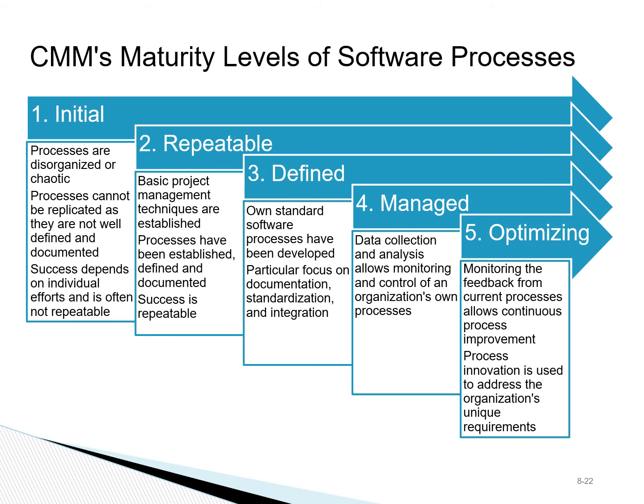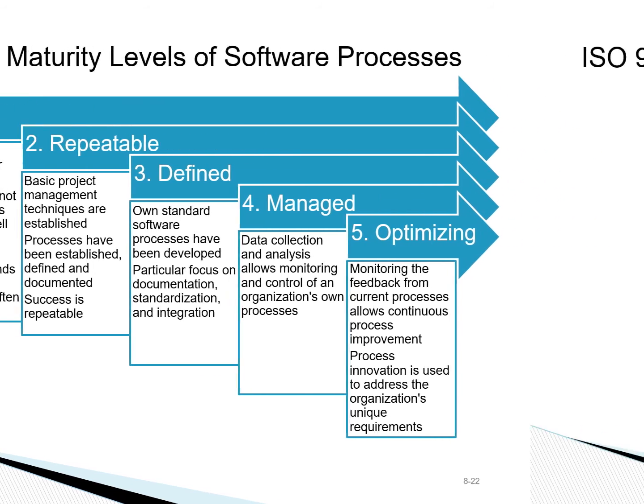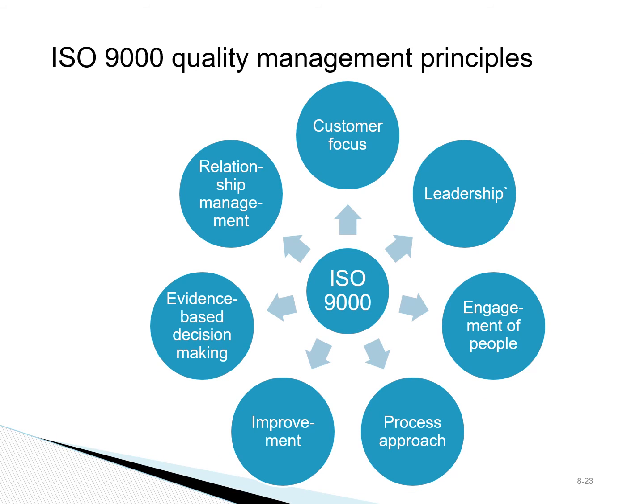This framework has been used by many government agencies for selecting their suppliers, typically requiring a maturity level of 3 or more for suppliers. Another very popular quality framework worldwide is ISO 9000, which lays out a set of standards for various management processes such as customer focus or engagement of people.